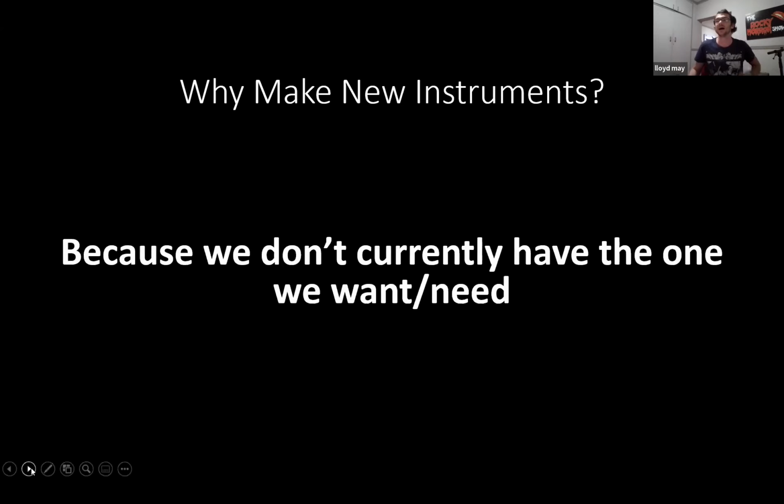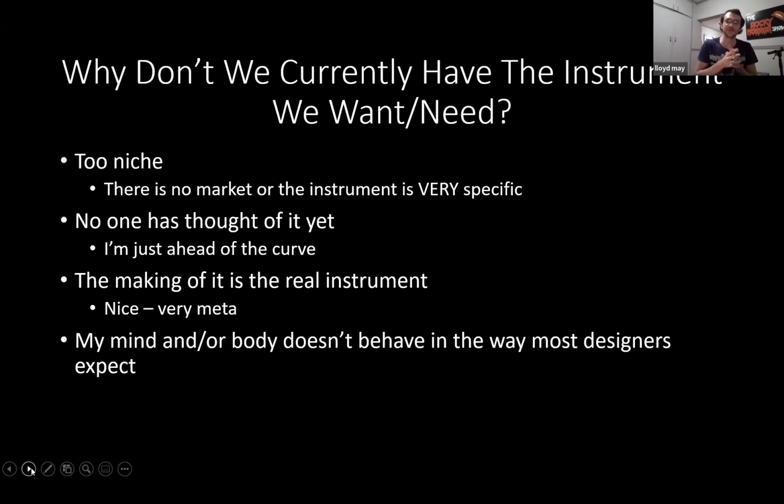The one I'll briefly be talking about today is because we don't currently have the instrument that we want or need. I know this seems like a cheap answer: why are we making the new instrument? Because it doesn't exist. Instead of asking you to bomb the chat again, thank you very much for doing that with me. I'm going to go over some common reasons why we don't currently have the instrument, that you might be thinking of in your head. The first one, like I think Roman explained very nicely, is often too niche. There's not much of a market for these very specific instruments, or they're super expensive. Maybe no one has thought about it yet. We're just a group of cool new designers.